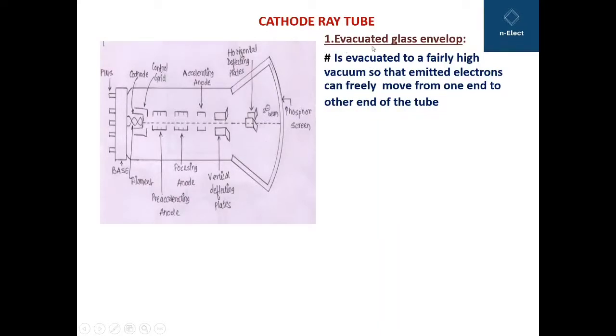First we will see the evacuated glass envelope. A funnel-shaped glass tube or glass envelope, as you can see here, is evacuated to a fairly high vacuum so that the emitted electrons can freely move from one end of the tube to the other. All other remaining components, as you can see here, are enclosed within the glass envelope.